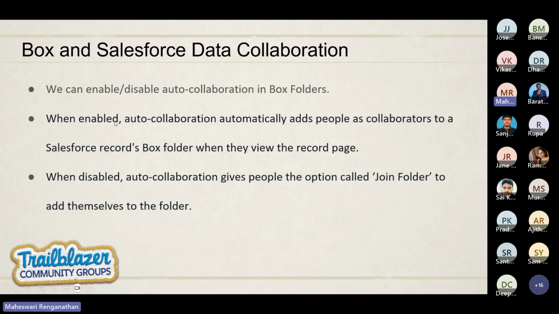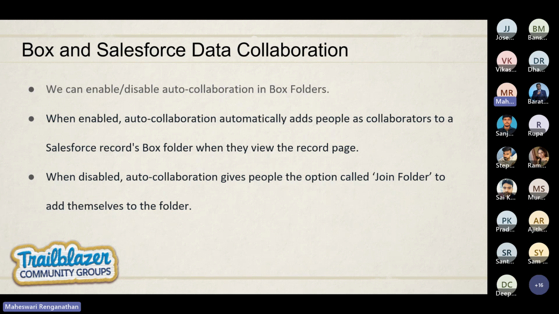When it is enabled, the auto collaboration system acts so that whoever creates the Box folder, it automatically creates the collaboration between the Salesforce record and the Box folder. In the Box UI, we have a separate credential for that. In the Box settings, if you go to the folder and navigate to the user details, the people will be automatically added as collaborators there. The collaborator may have different levels of permission, like viewer, editor, and so on. The admin controls those settings.